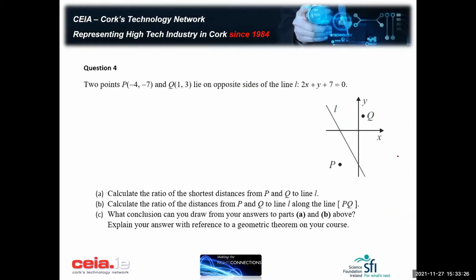So two points, P, which is (-4, -7), and Q, which is (1, 3), lie on opposite sides of the line 2x + y + 7 = 0. Okay, so again, always appraise yourself and align with the diagram, just to ensure that you're happy with what the diagram is saying. It helps you to visualize it.